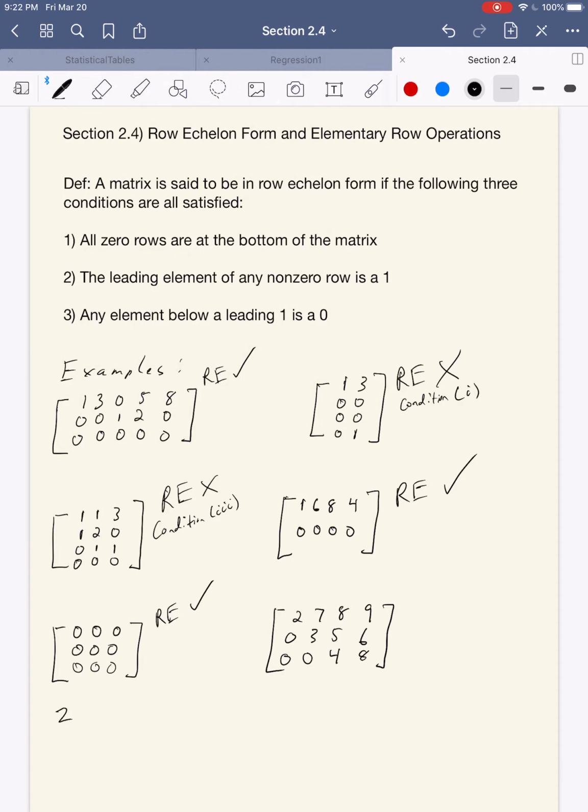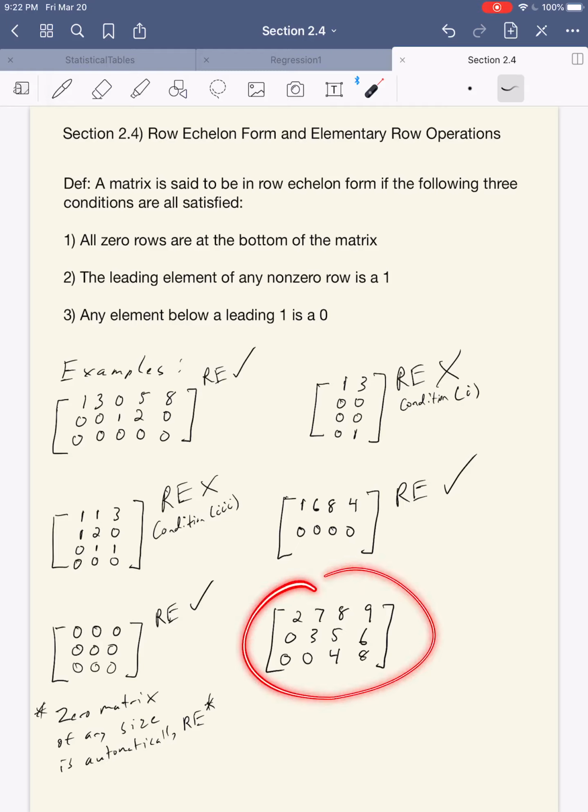That zero matrix of any size is automatically row echelon. So that's just a good thing to remember, right? The zero matrix is always automatically in row echelon form.